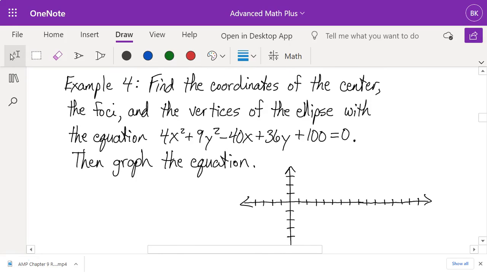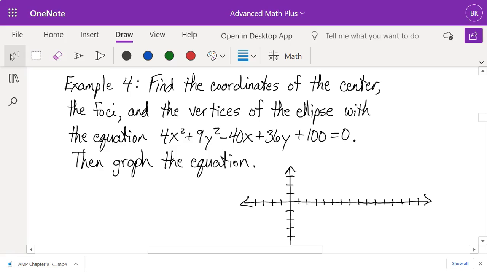Example 4, okay? Remember, we skipped example 1, so this is only the third example. It says, find the coordinates of the center, the foci, and the vertices of the ellipse with the equation 4x squared plus 9y squared minus 40x plus 36y plus 100 equals 0. Then graph the equation. So, we got to find a bunch of stuff.